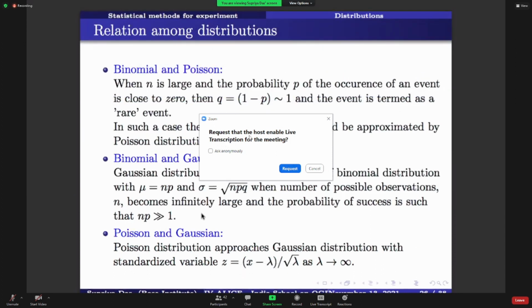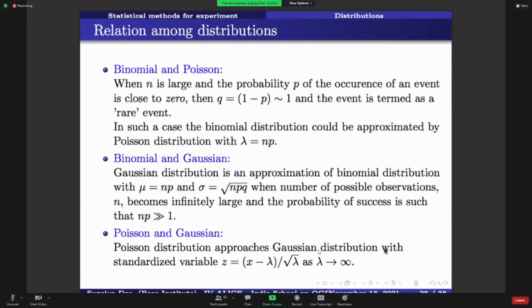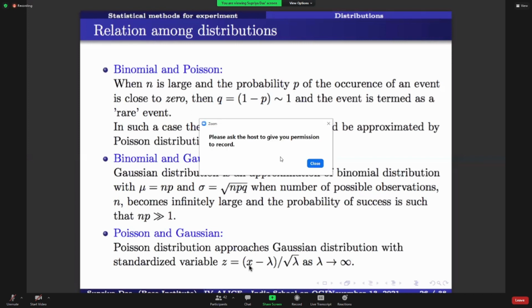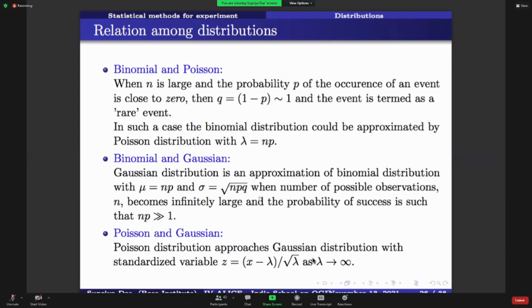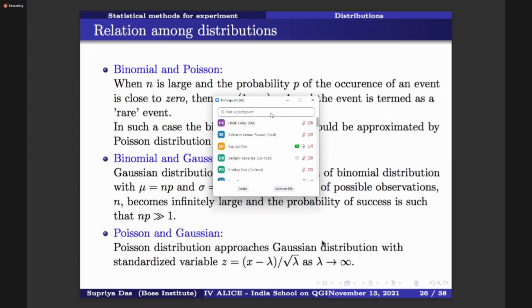And there's also a relation between Poisson and Gaussian. The Poisson distribution approaches a Gaussian distribution with a standardized variable z if lambda goes to infinity. In that case, the Poisson distribution approaches a Gaussian distribution.